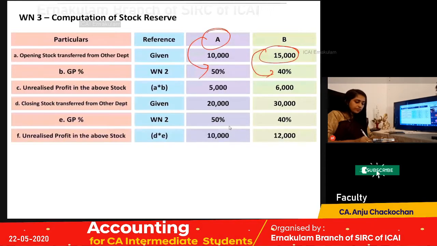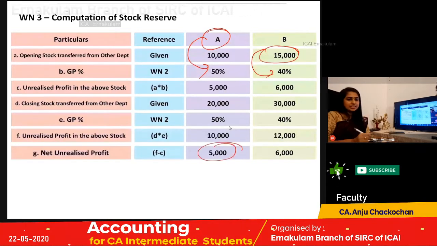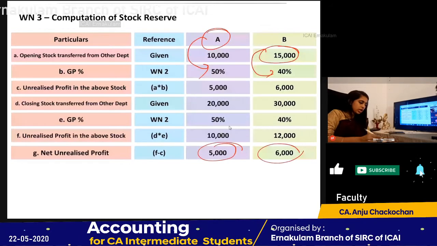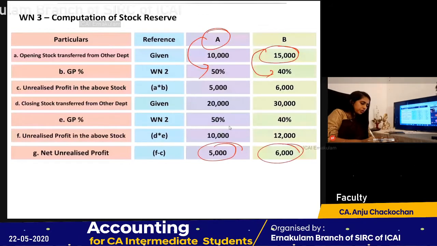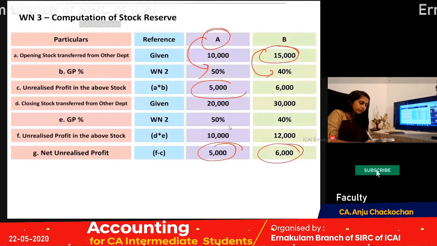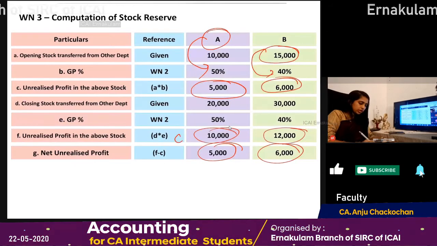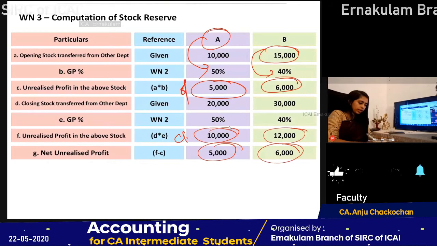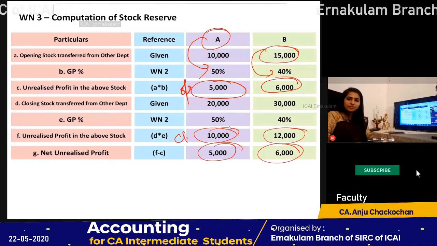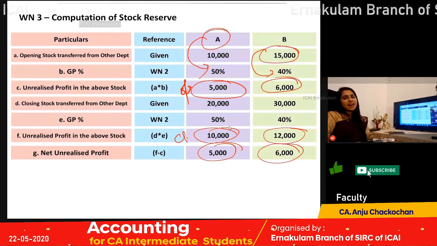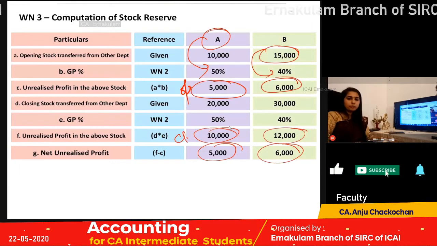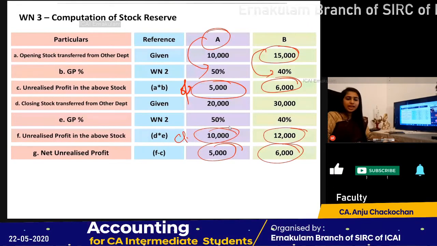All right, so it is 5,000 and 6,000. Good job, students. Here the unrealized profit for opening stock is 5,000 and 6,000, and this is on the closing stock. This is the closing and this is the opening. So you just have to take a difference and you get 5,000 and 6,000 as the unrealized stock reserve in both the departments, Department A and Department B.